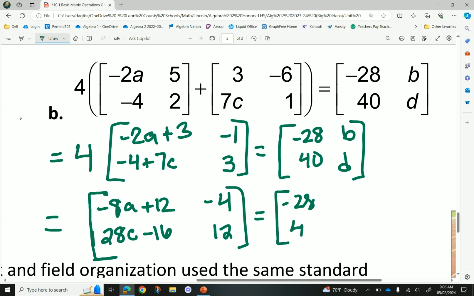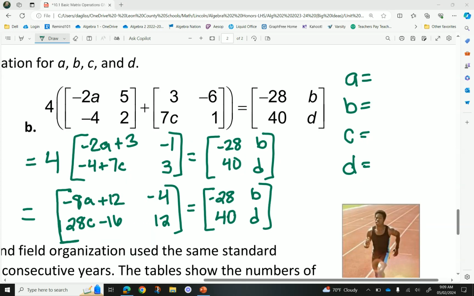All right, so now I have a matrix equal a matrix of the same size, and now we can get our A, B, C, and D values. So I'm going to stop. You're going to find them. Ready, set, go. All right, what is the value of A? Anybody? 5. How about the value of B?